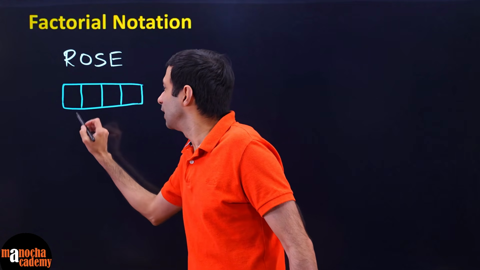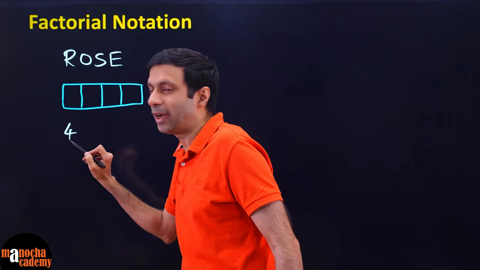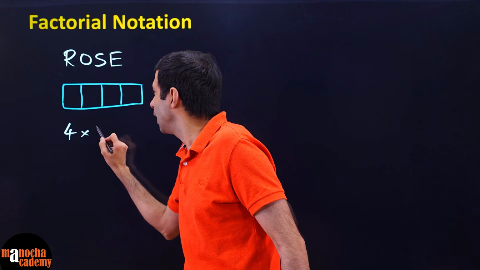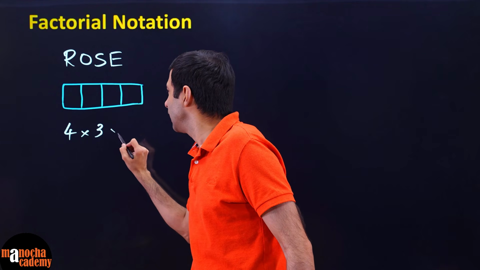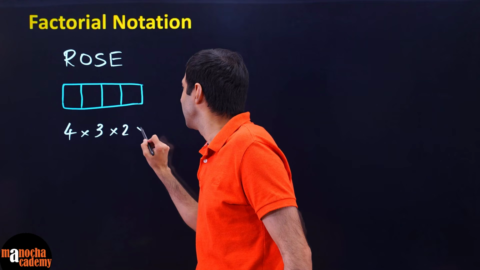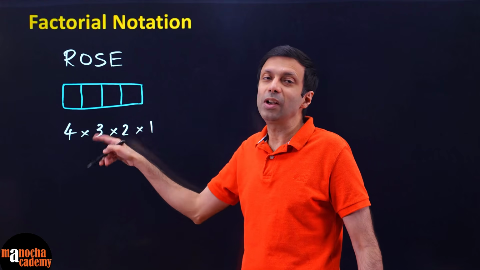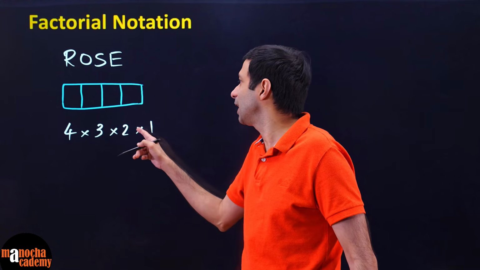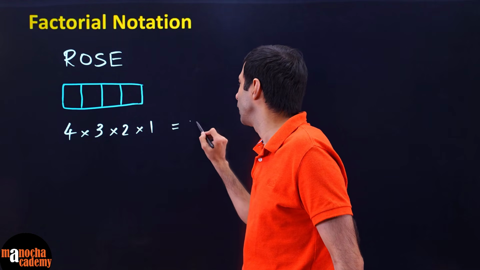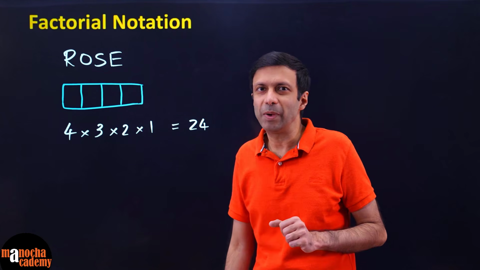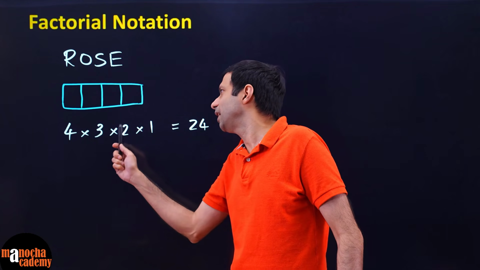Like we saw, in the first box, you could put any of the 4 letters. In the next box, you have 3 letters left. In the next box, 2 letters left. And in the last box, you have only 1 letter left because here repetitions are not allowed. So the total number of permutations is 4 times 3 times 2 times 1 and the answer was 24. So you can see what is the multiplication we are doing here. 4 times 3 times 2 times 1.